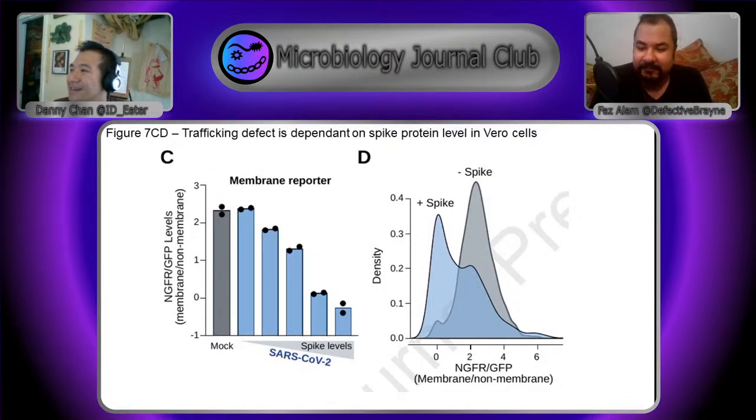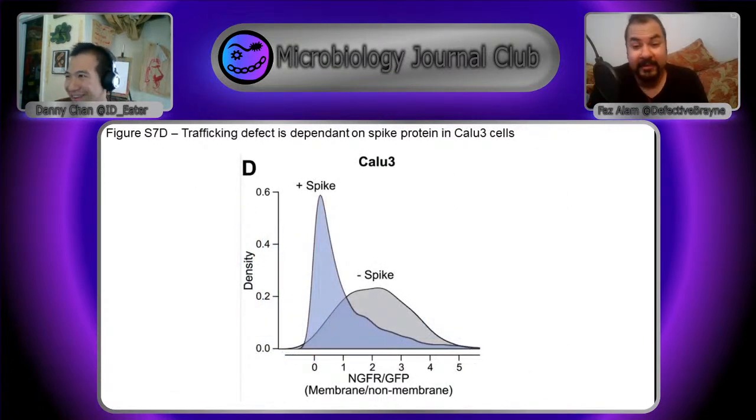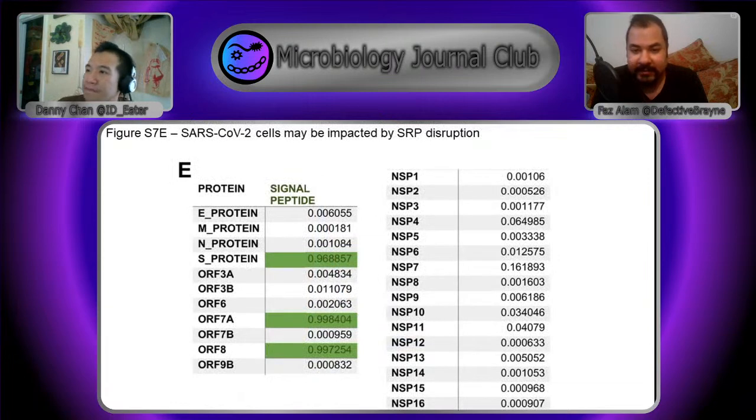Yeah, and also in Calu-3 cells, they see the same thing again, confirming it in multiple different cells, which is important. And then that brings us to figure 7E, which kind of hints that there might be an issue, because a lot of the SARS-CoV proteins also have this signal recognition peptide.